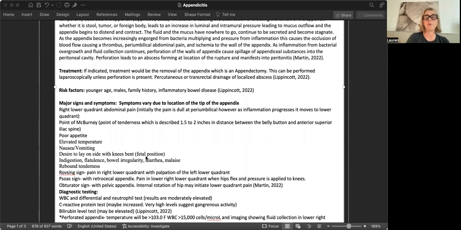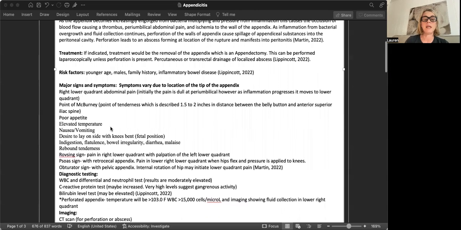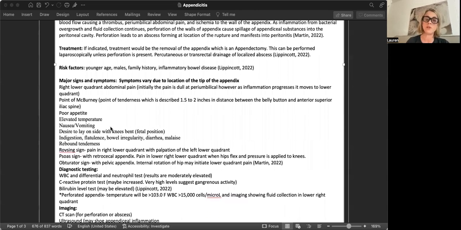Also, a good way to remember signs and symptoms is based on the word appendix. Abdominal pain would be your first symptom. So A for appendix, A for abdominal pain. Initially, this pain starts as a dull peri-umbilical pain at that location. However, as the inflammation progresses, it moves to the lower quadrant. McBurney's point is a point of tenderness, described as about 1.5 to 2 inches between the belly button and the anterior superior iliac spine.